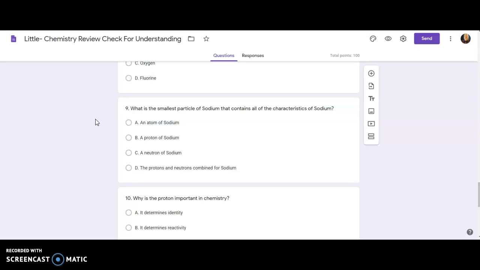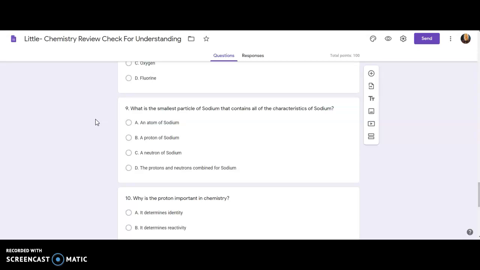Question number 9. What is the smallest particle of sodium that contains all of the characteristics of sodium? As an example, kids, think about when you were making cookies with mom. And mom says, okay, honey, I need you to get down the butter, the sugar, the flour, the chocolate chips, and so forth. If I forget to add in one of those components, do I still have chocolate chip cookies, or do they not taste like chocolate chip cookies?